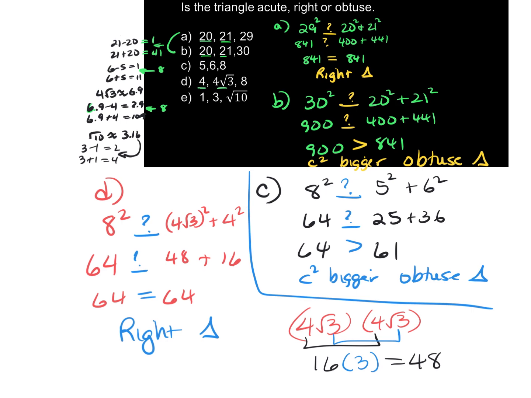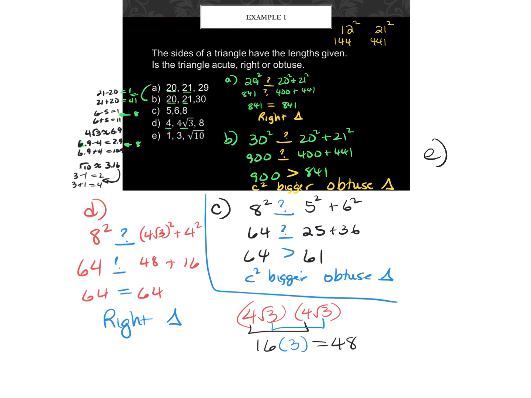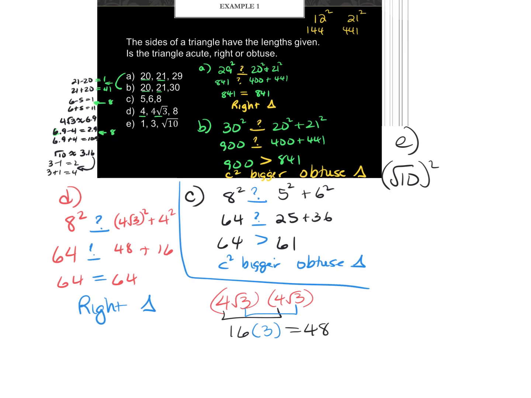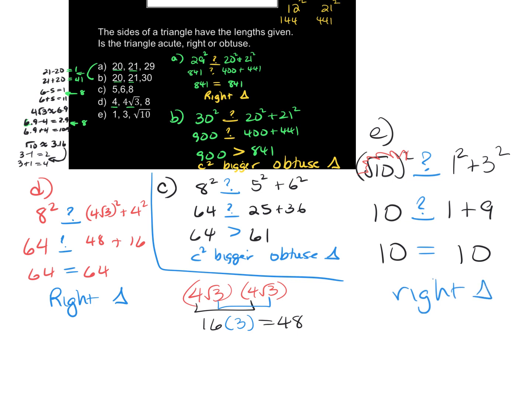And then the last example, again, remember we found that the square root of 10 was the biggest number. So for E, we're gonna do the square root of 10, that's our C. We're gonna square it, equals, no, not equals, we don't know yet, put a question mark. And then we're gonna do 1 squared plus 3 squared. When you square a radical here, squaring this is just gonna cancel the radical, and then we're just left with 10. Again, I don't know the symbol. 1 squared is 1, 3 squared is 9, and then 1 plus 9 is 10. 10 equals 10, and we've got another right triangle, because a squared plus b squared equals c squared.